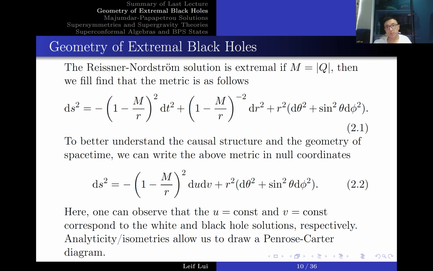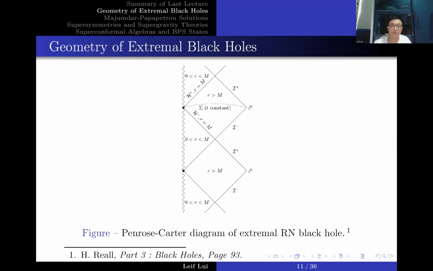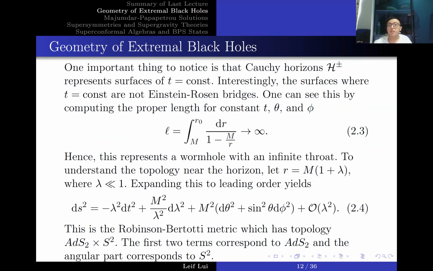Using analyticity and isometries, we can draw Penrose-Carter diagrams by writing this in Kruskal coordinates and subsequently Penrose coordinates. By doing so, we obtain the following Kruskal diagram. We can see that the extended regions out here are cut, and then the singularity seems to cut these regions. What we obtain is a Penrose diagram that is truncated on these two sides. What is interesting about this is that the Cauchy horizons at H plus and H minus represent surfaces of constant T. This is the same as in the Reissner-Nordström case.